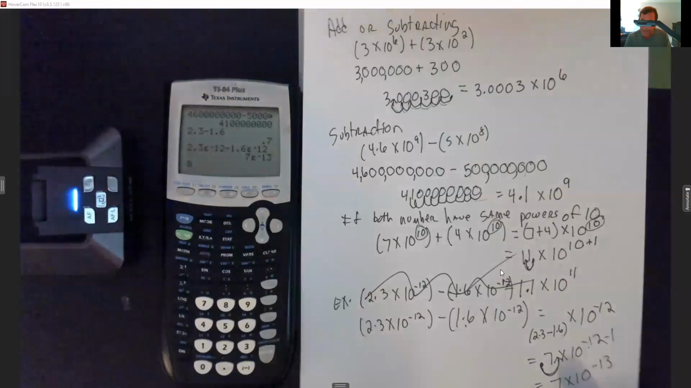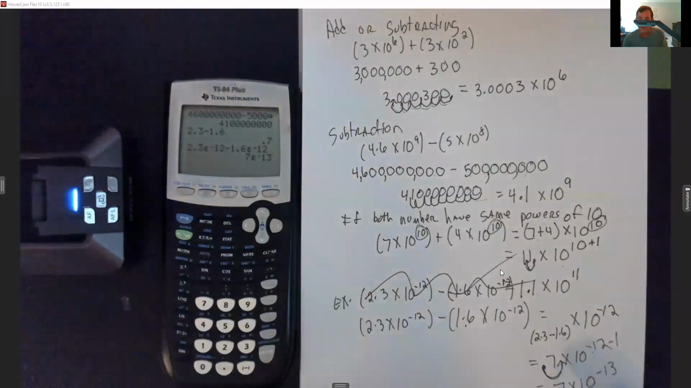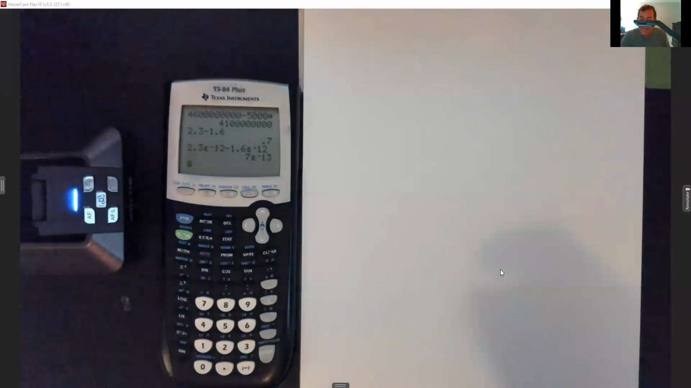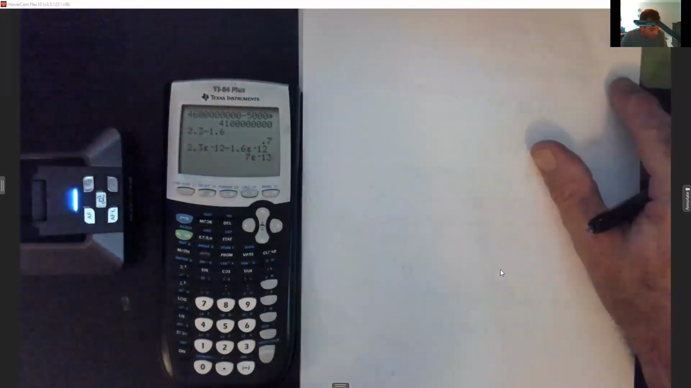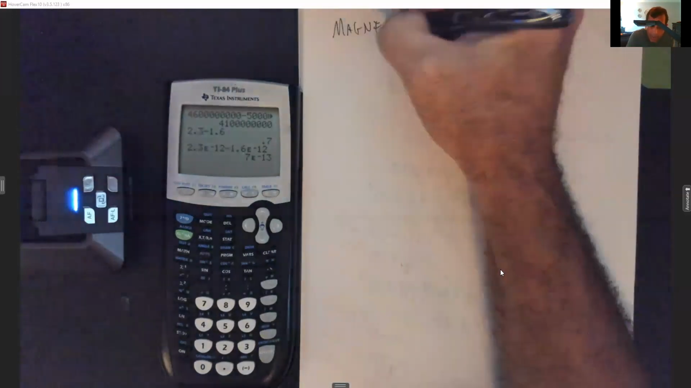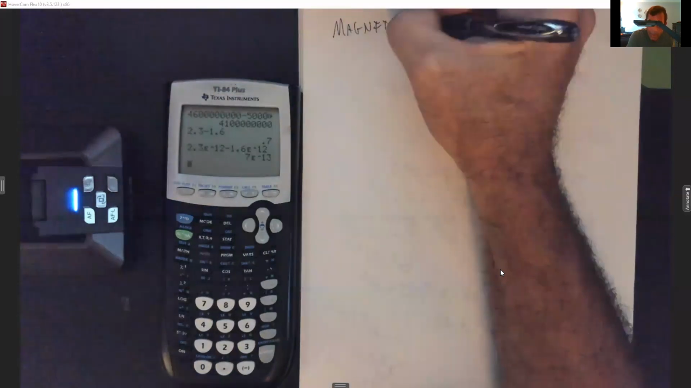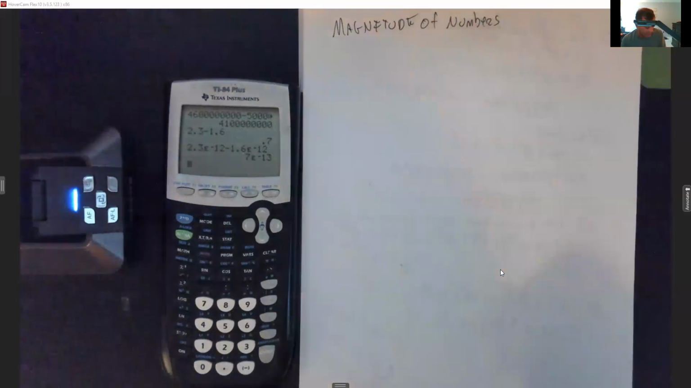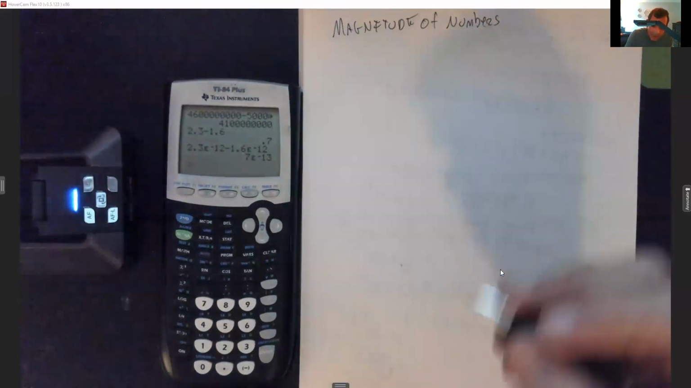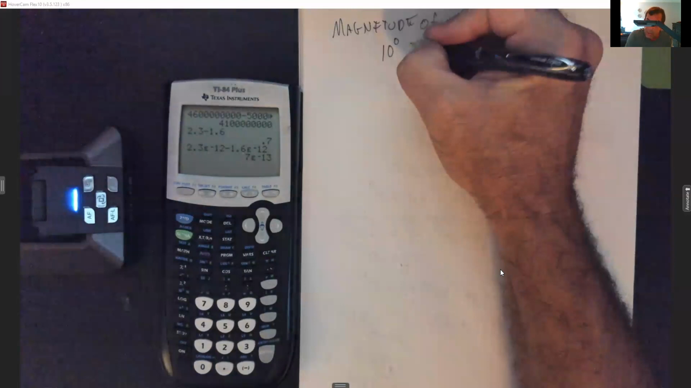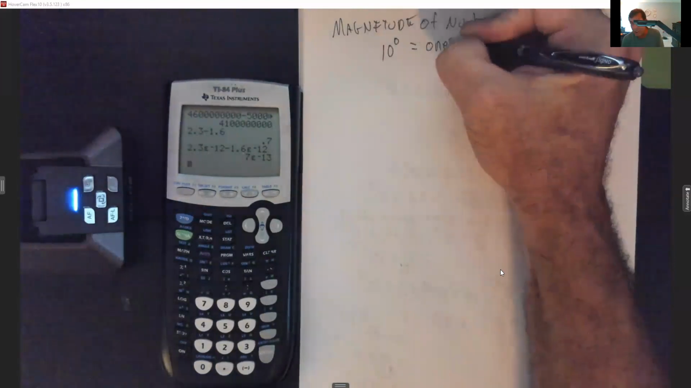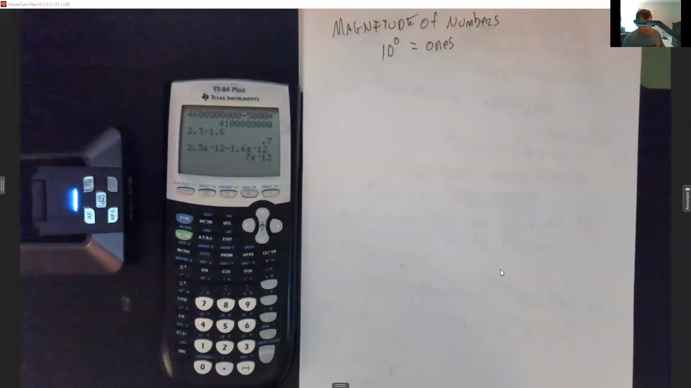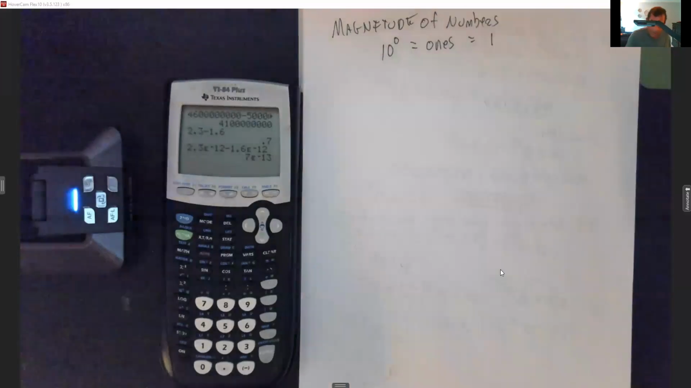Hey, y'all. So let me tell you about the last little section here. The last little section talks about what we call magnitude of numbers. They just want you to know what these exponents mean. So anytime you have something like 10 to the 0, that is what we call the ones unit, which equals the ones.